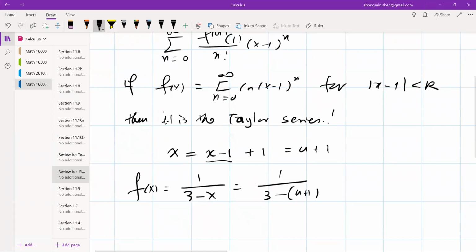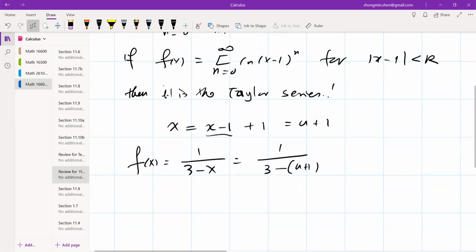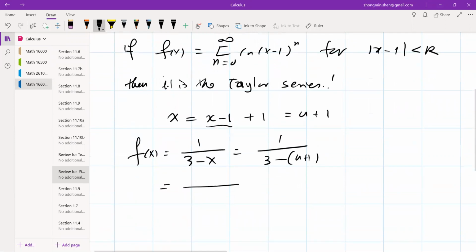Now, this is a place students make mistakes. That is the problem. I cannot help you. So you got this idea. And the question is, how do you remove the parenthesis correctly, otherwise students make mistakes. So be careful. It's going to be 3 minus u minus 1. It's going to be 2 minus u.